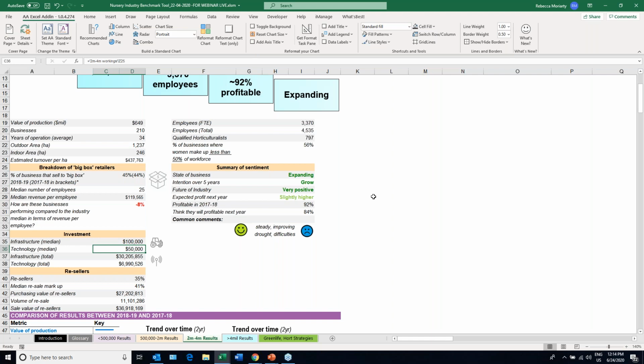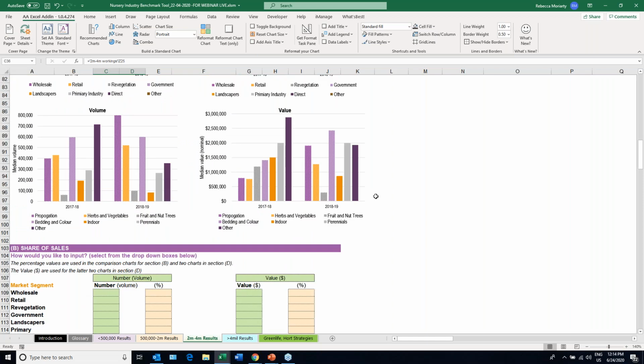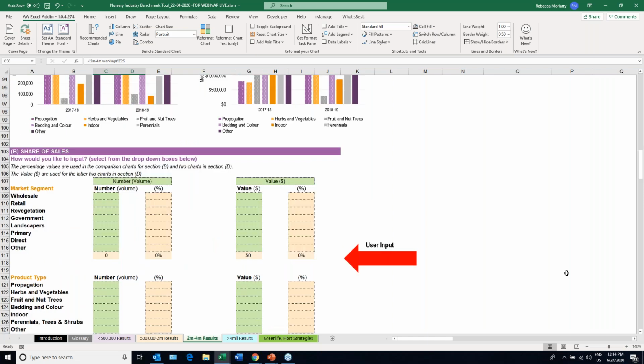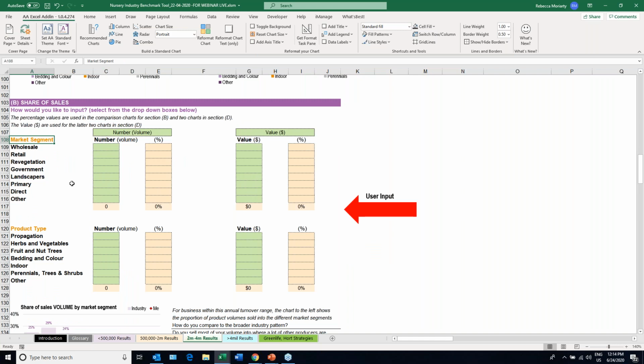All right, so I'll scroll down to the more interactive parts of the tool. This first one here is share of sales, section B. Here we've got share of sales by market segment or customer group and by broad product type or product categories. We can enter by number or dollar value, or by percentage. If I click on this drop down here and select percentage, we can see the green cells pop over to the right, meaning that we enter in here. So I'll do that for this one as well.